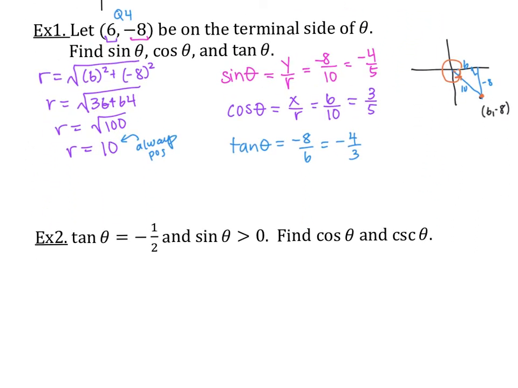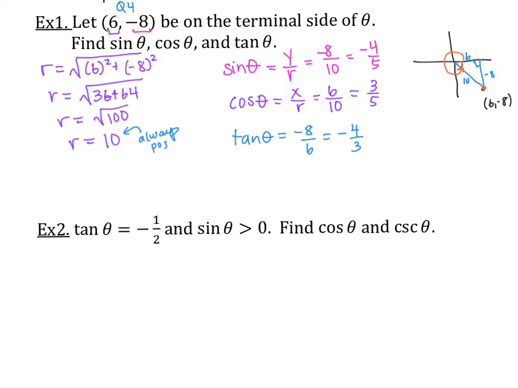Okay, example 2 is going to be similar to problems we've already done before, where you're given the sine, cosine, or tangent, and then it's going to be up to you to find the other ones. But we do have to consider the quadrants and the positive and negative signs now that we've left quadrant 1.